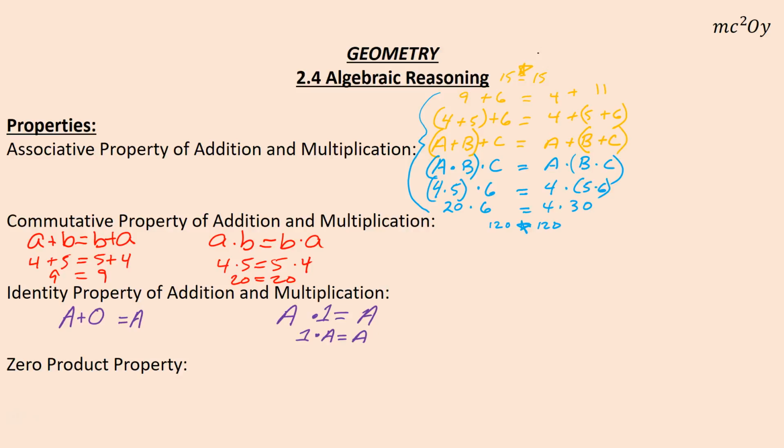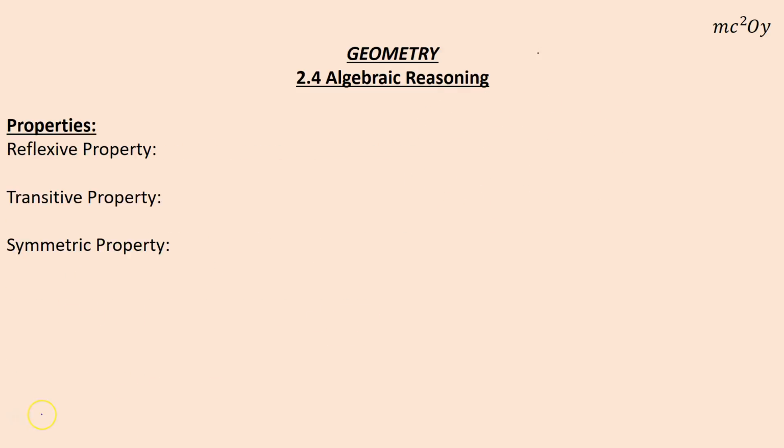And then the last one is the zero product property. And zero product property just says, hey, anytime I multiply something by 0, I get 0. You used that a lot when you did algebra last year. All right. 3 other properties, the reflexive property, transitive, and symmetric.